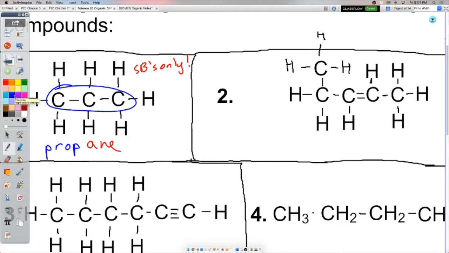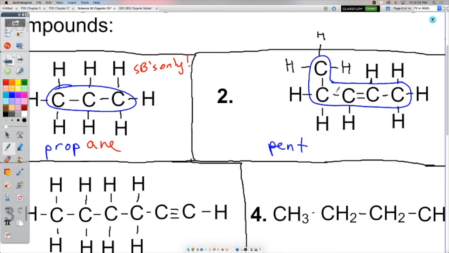Let's look at the next one. So first things first, always find the longest chain of carbons. Now be careful here. They tried to trick you a little bit, okay? So there are, yes, there's 1, 2, 3, 4, but look at that. This is still part of the same chain. So just because it turns, okay, it's still a continuous chain of carbons. So there are not 4, there are 1, 2, 3, 4, 5. So the beginning name that goes with 5 is pent. Okay, pent.